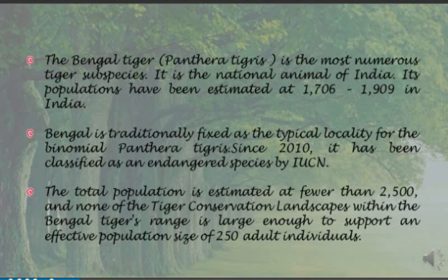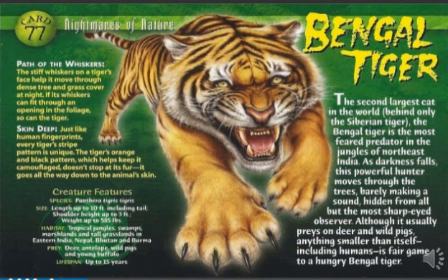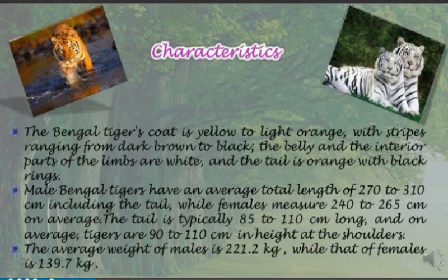The total population is estimated at fewer than 2,500, and none of the tiger conservation landscapes within the Bengal tiger's range is large enough to support an effective population size of 250 adult individuals. In this slide you can see the characteristics of the Bengal tiger.